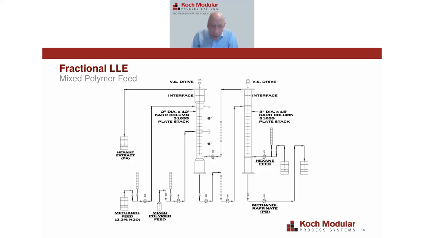So if you balance this right, with the right methanol to hexane rate and the right number of stages above and below the feed point, which we did, we were able to recover 99% of one polymer coming out one end of the column, which was called PB here. And then we were able to recover 99% of the other polymer, called PA, shown here with the hexane phase. So that's something called fractional liquid-liquid extraction.